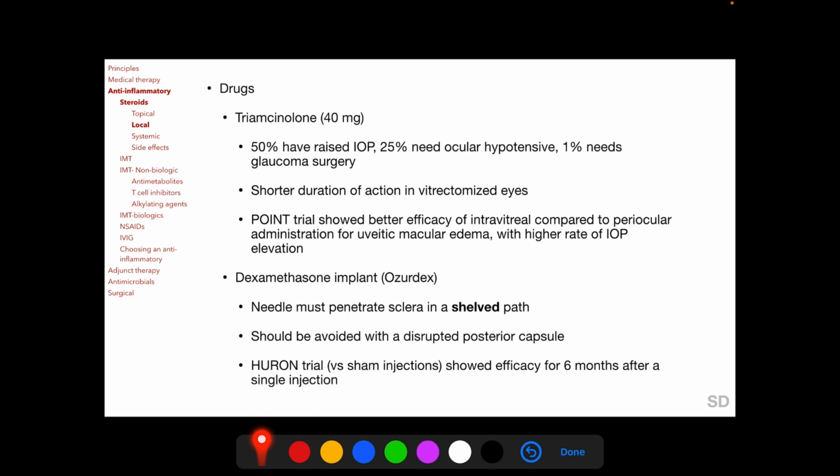The POINT trial has shown better efficacy of intravitreal as compared to periocular administration of triamcinolone for uveitic macular edema, but with a higher rate of IOP elevation.